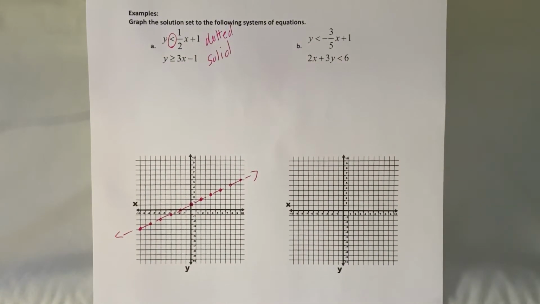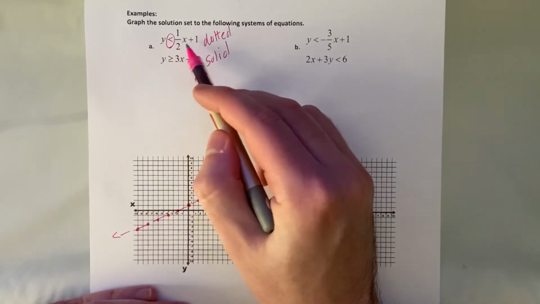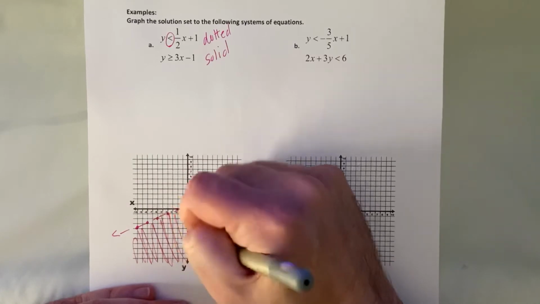Now, we can graph the second one here. It's less than, so we can shade underneath. 0, 0 does work because 0 is less than 1. So this is what area works for this one.